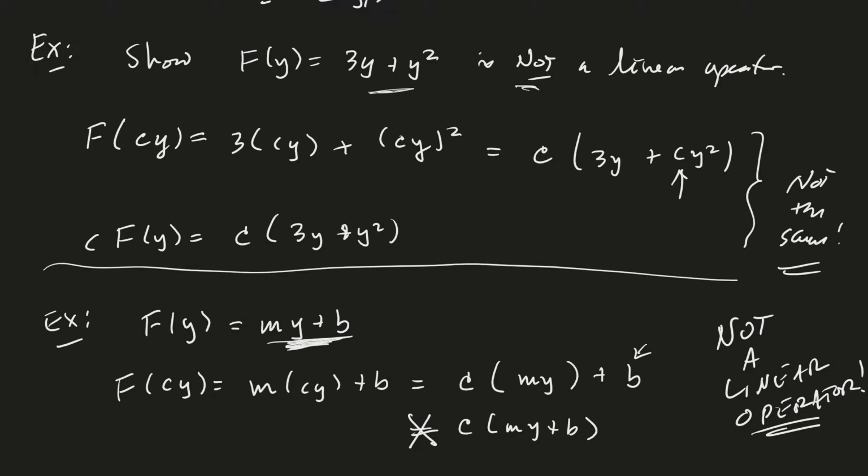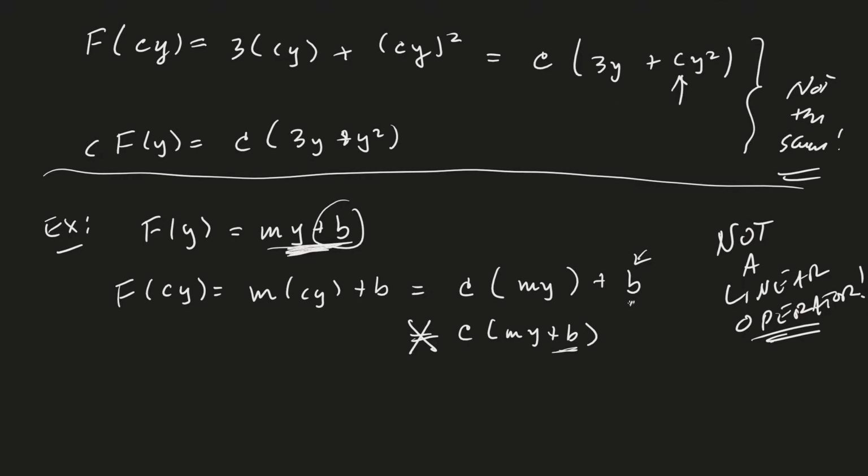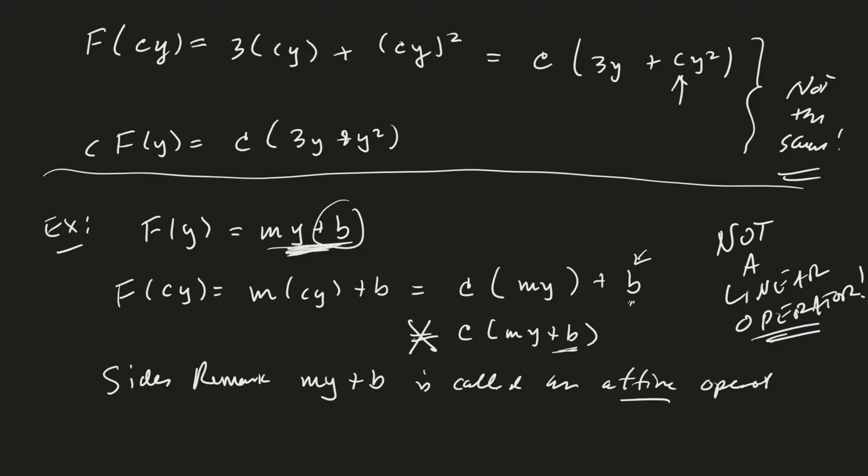And it's because of the plus b. The plus b is getting in the way, right? Because I can't get the constant, for example, in there. And if I were to take a sum, I would need 2 b's, and I'm only getting 1. Okay, so that's not a linear operator. So just as a side remark, my plus b is called an affine operator. Okay, good. So lines are not necessarily linear.